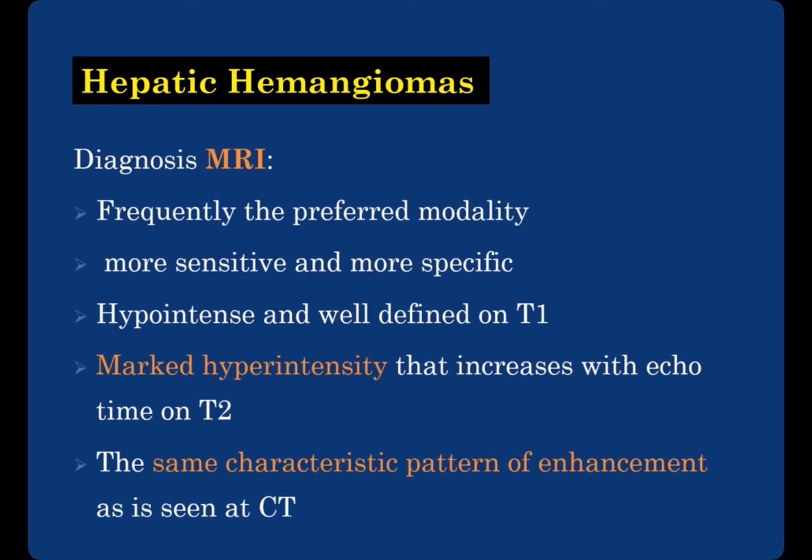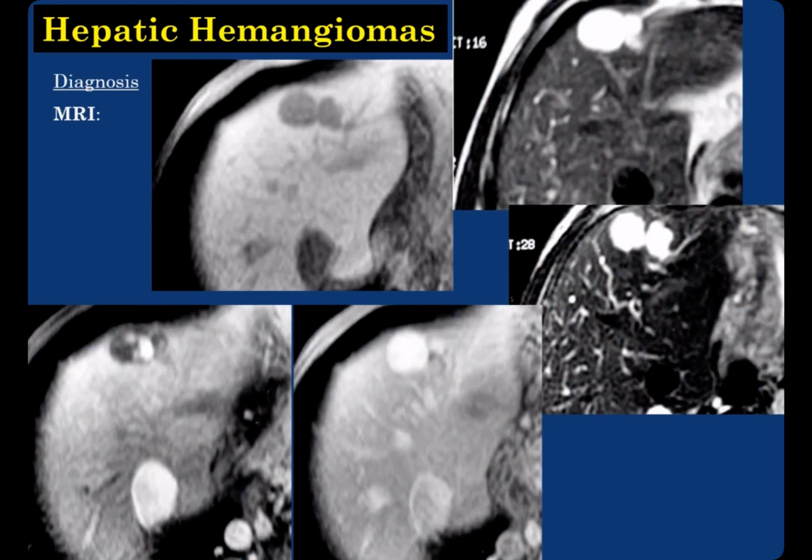When we talk about HCC, we said it's always hyperintense on T2 images, but hepatic hemangiomas are usually markedly hyperintense on T2 images. And the enhancement pattern on MRI is the same as seen at CT. Let's see an example: hypointensity on T1 images and marked hyperintensity on T2 images, and also an inward enhancement pattern.